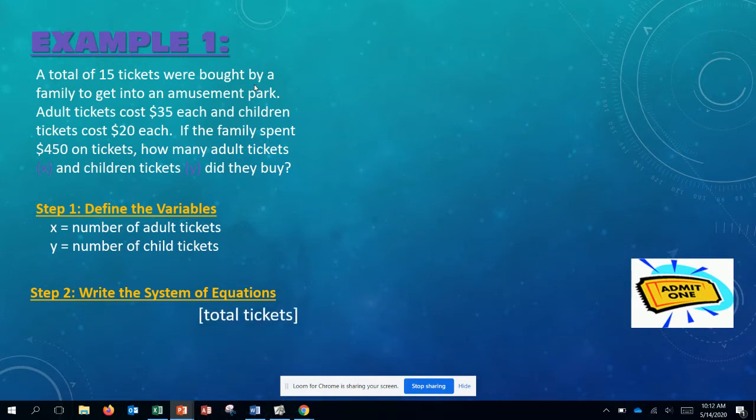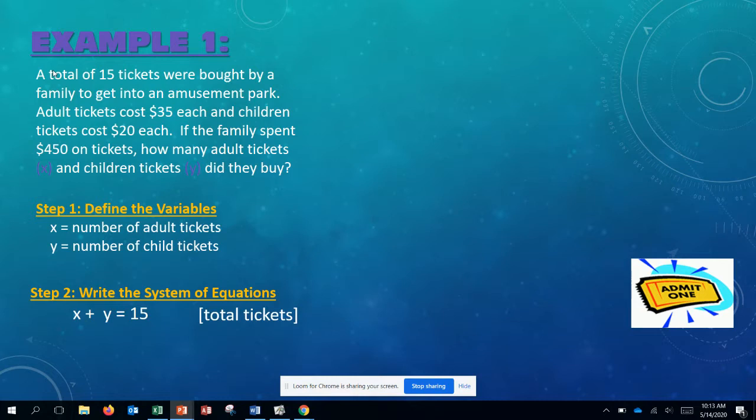So our second equation is our total tickets equation. What represents the tickets we buy? That's X and Y individually. X represents how many adult tickets, and Y represents the amount of children's tickets. If we're looking for the total tickets, we're going to add X and Y together, and they have to be equal to how many tickets the family buys. How many tickets does the family buy? 15. So that first equation is X plus Y equals 15.